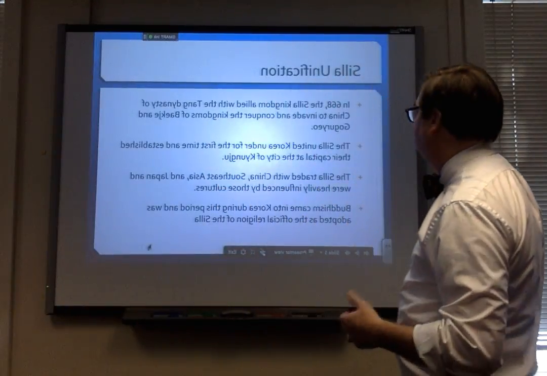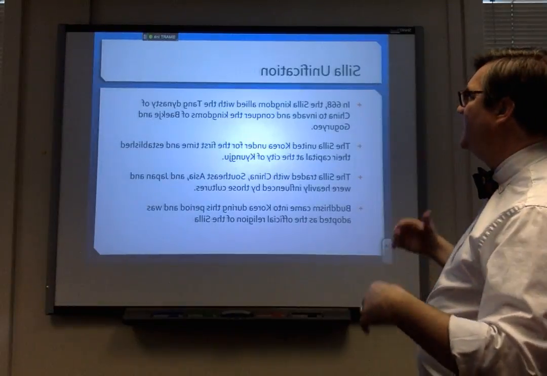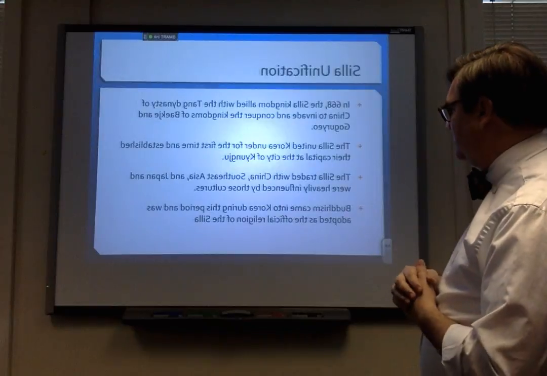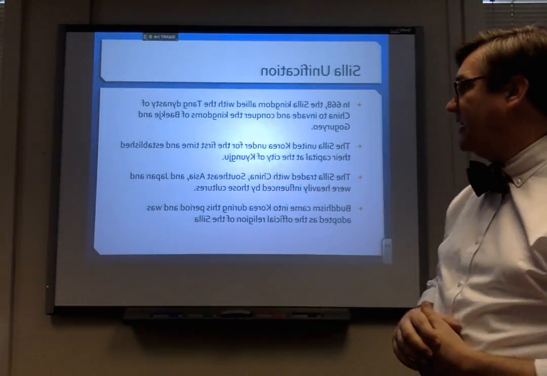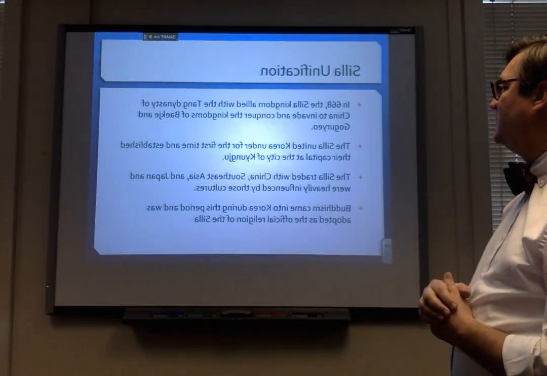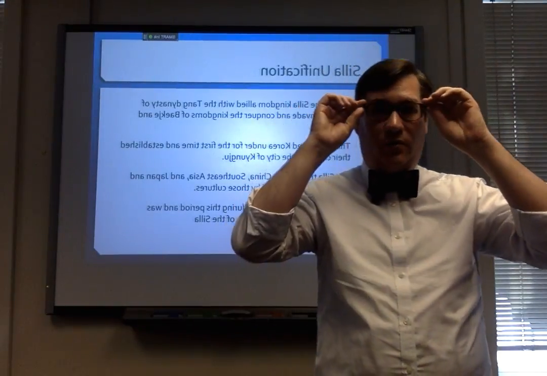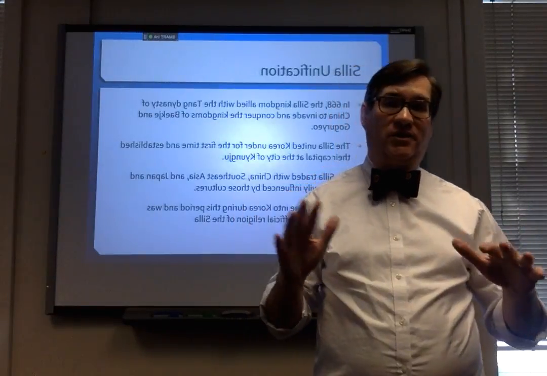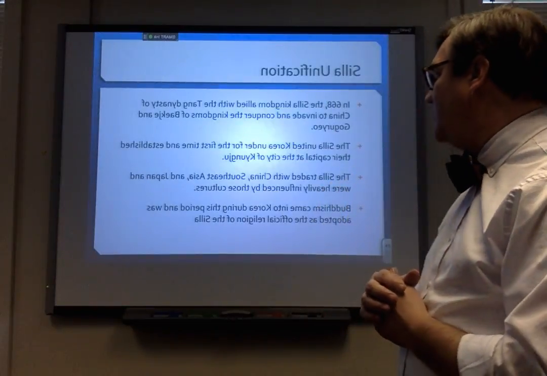Okay? So, 668, the Shilla kingdom allied with the Tang dynasty. I'm sorry, the Tang dynasty, not the Han. The Tang dynasty of China to invade and conquer the kingdoms of Baekje and Goguryeo. Okay, so the Tang, of course, is also in this chapter. The Shilla and the Tang have that alliance relationship. The Shilla united Korea for the first time and established their capital at the city of Gyeongju. Gyeongju, still a major city in Korea, has lots of history and culture there, and is considered kind of the ancient capital of Korea, other than Seoul, which is the capital today, right?